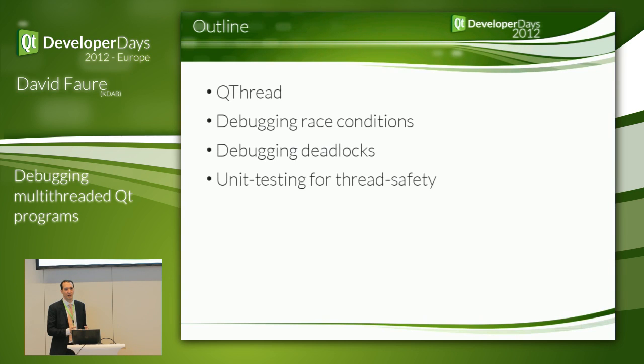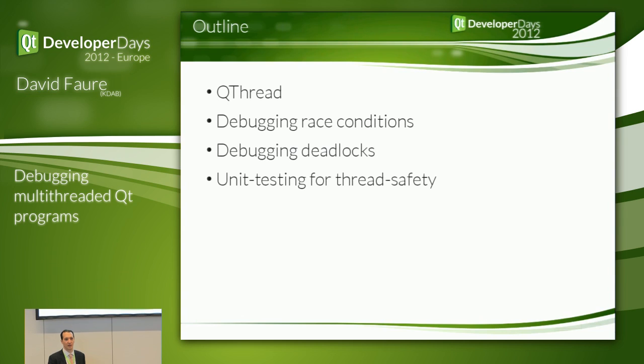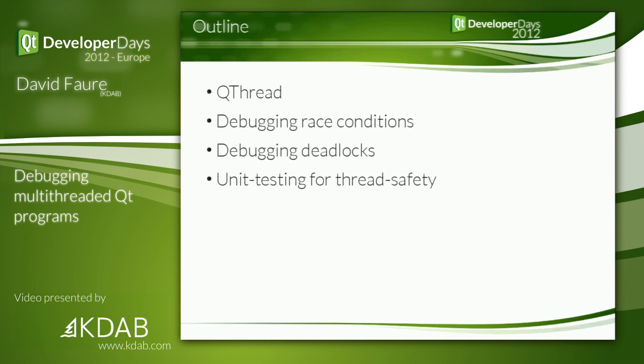And then we'll look into how to make sure that our code is actually safe for multi-threading so that we don't go into these situations where we have race conditions and deadlocks. So basically doing unit testing so that our code is thread safe before it gets into bugs in the user's hands.